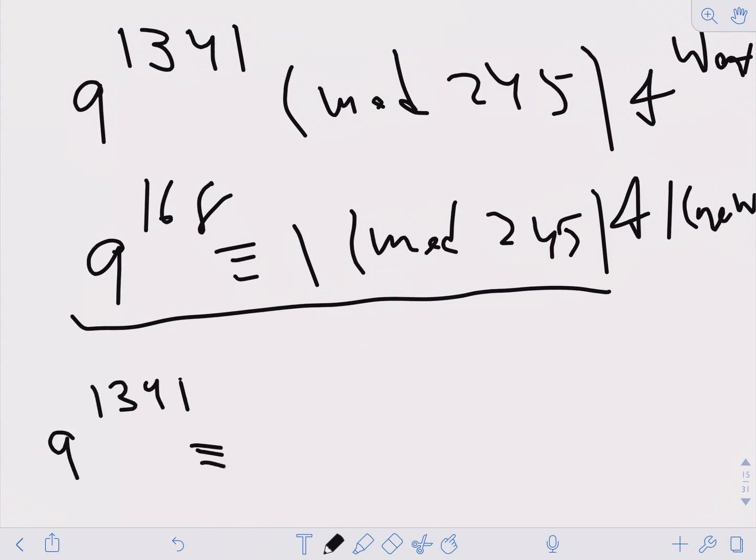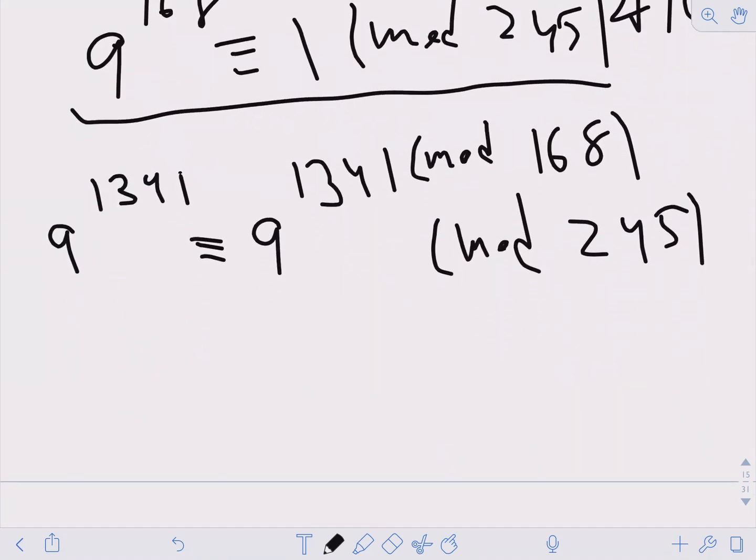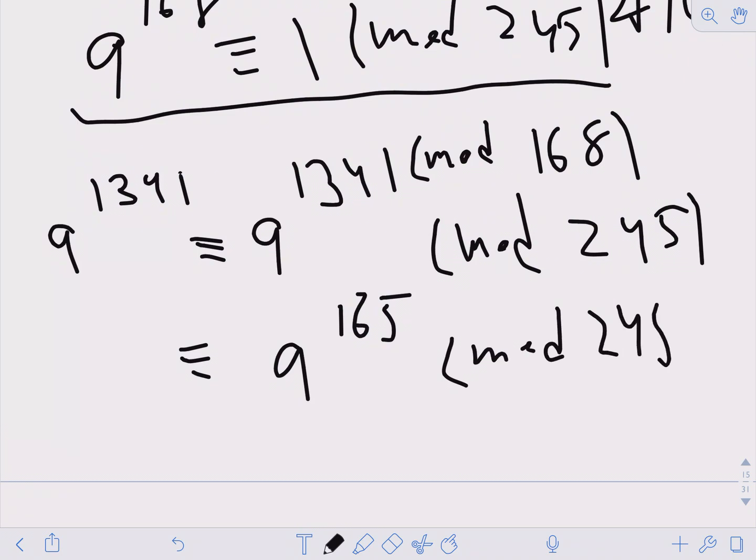So basically what we can say is that 9 to the 1341 is congruent to 9 to the 1341 modulo 168 in the exponent, then this is taken modulo 245. So, 1341 modulo 168 reduces to 165. This is modulo 245 again.